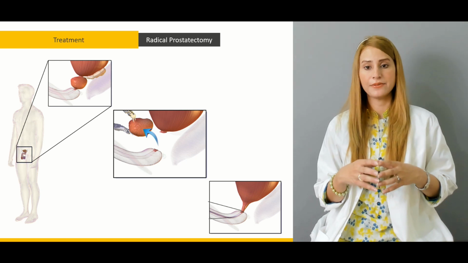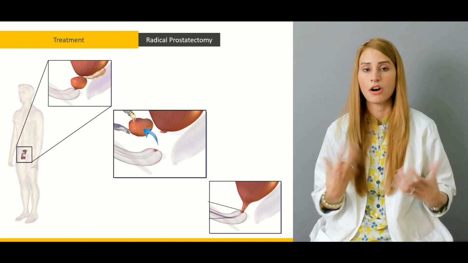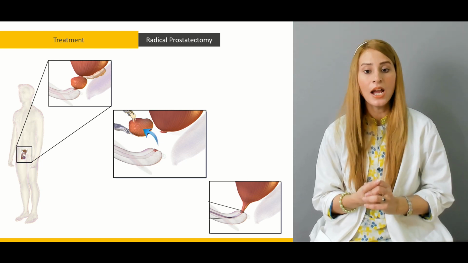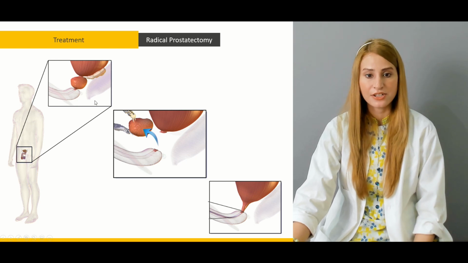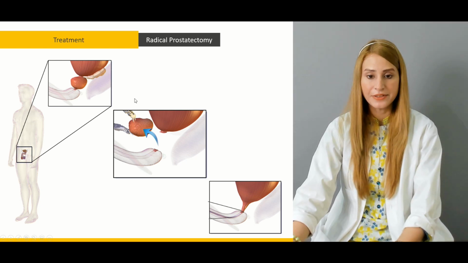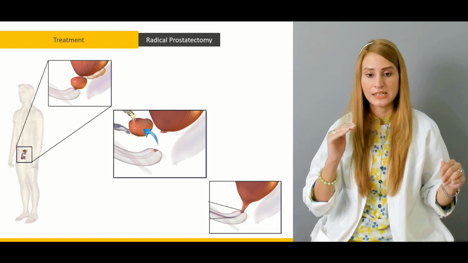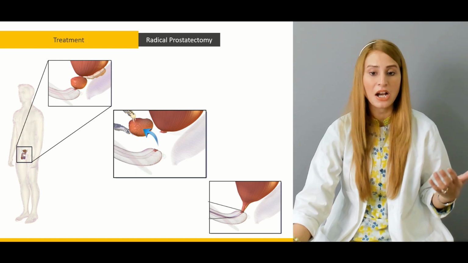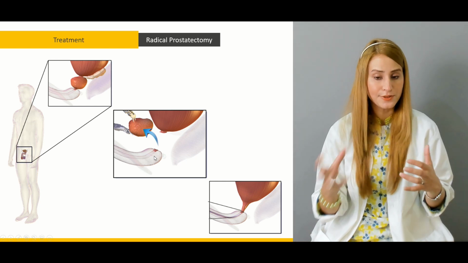In radical prostatectomy, the whole of the prostate gland along with some part of the seminal vesicle is removed. You can see in the diagram the rectum, the bladder, and this is the prostate gland. What you do in a radical prostatectomy is remove this prostate gland, separate the prostate from the bladder and the seminal vesicle, and then the prostate is removed, along with the prostatic part of the urethra.